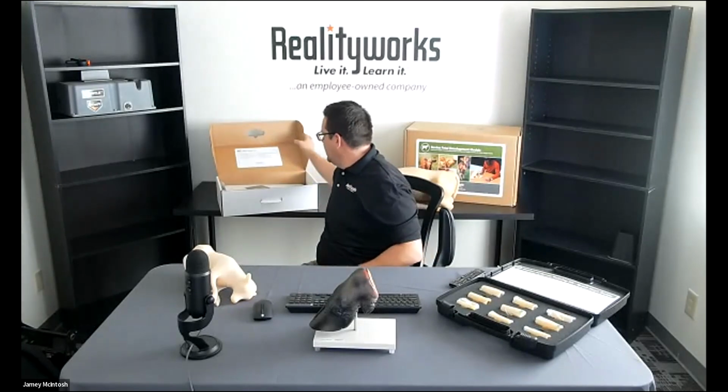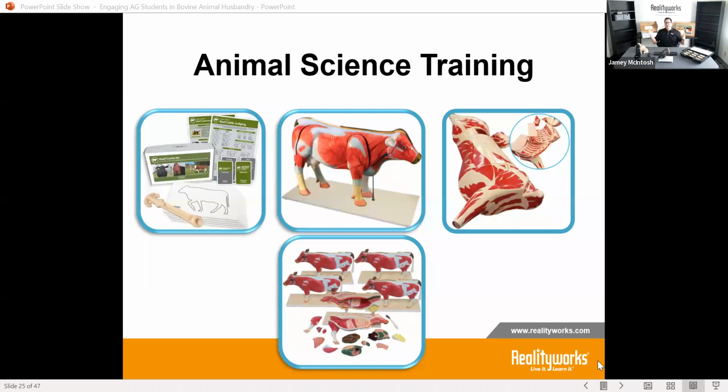It all comes in a nice case, allowing you to do a full week's worth of things like breed identification, parasites and diseases, feed management, judging and selection of your cattle, career assessment, body parts and reproduction, digestive systems. So it goes through all those different parts and pieces, helping your students get a good grasp and understanding of the world of beef cattle, allowing them to get that first knowledge as they go in and start working more and more in the animal science world.